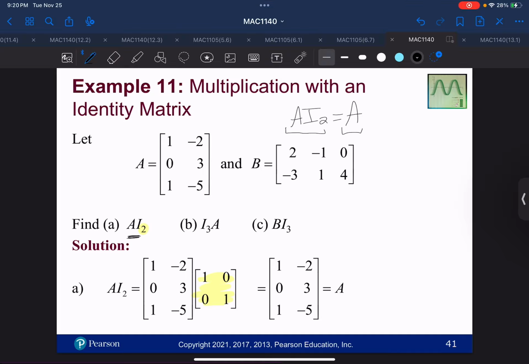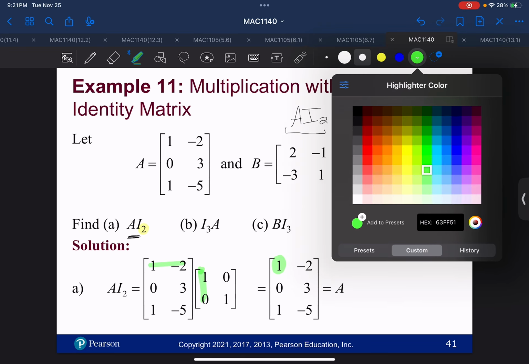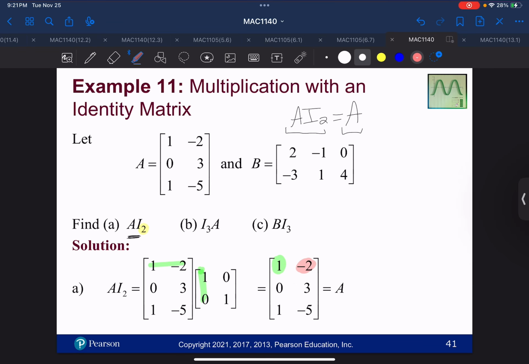So if I multiply this by A here, then to get the first entry in the result, I have to multiply the first row by the first column. So that would be 1 times 1 plus negative 2 times 0. So that'll just give me 1 there. And so forth. To get the next entry, negative 2, I have to multiply the first row by the second column, and that would give me 0 plus negative 2, so that gives me that negative 2.